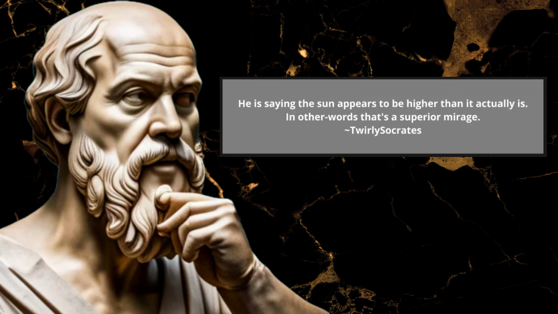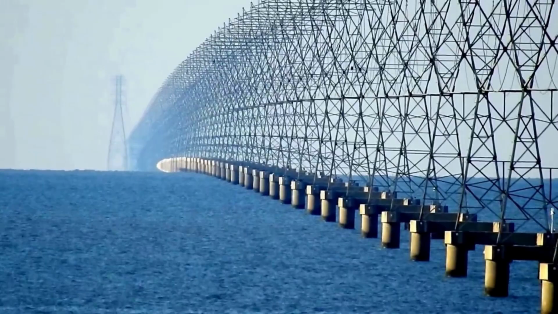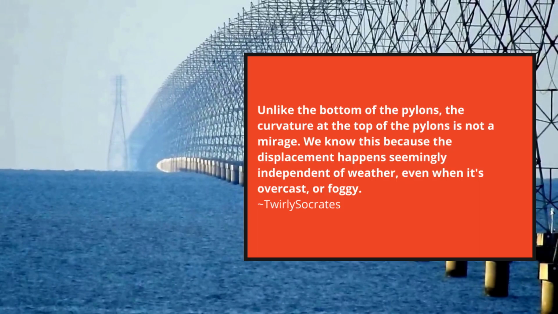He is saying the sun appears to be higher than it actually is. In other words, that's a superior mirage. Now concerning Pontchartrain, unlike the bottom of the pylons, the curvature at the top of the pylons is not a mirage. We know this because the displacement happens seemingly independent of weather, even when it's overcast or foggy. The sunset illusion still happens on overcast and foggy days, so I don't really see what the problem is here.